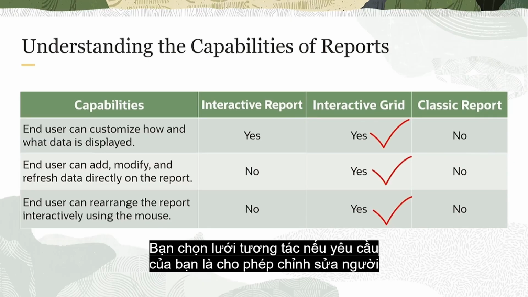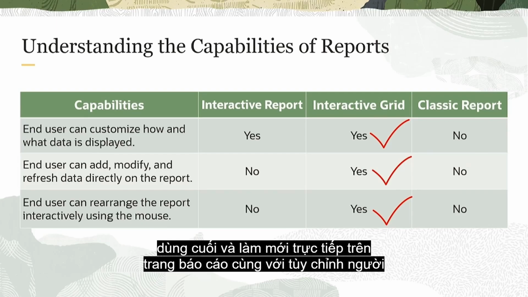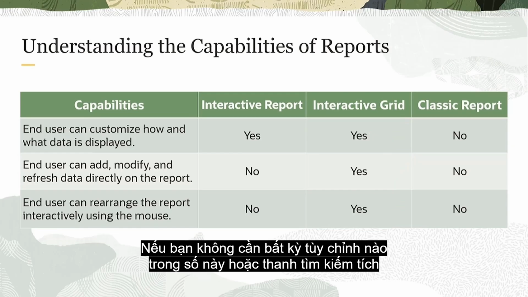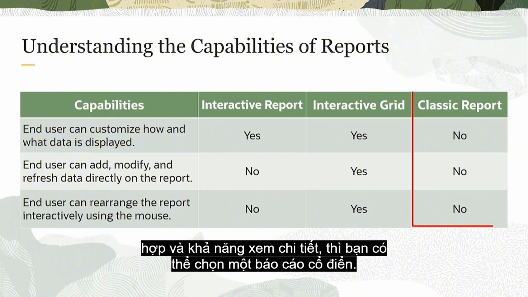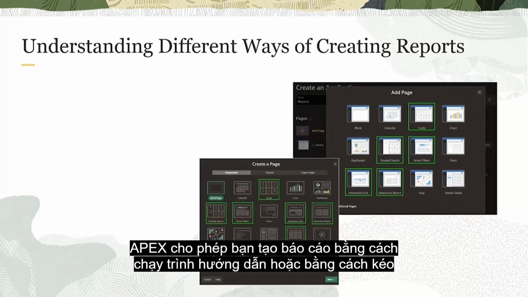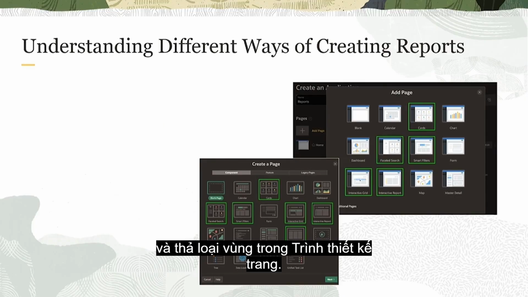You choose an interactive grid if your requirement is to allow end user editing and refreshing directly on the report page along with the end user customization of the report. If you do not need any of these customizations or built-in search bar and drill down capabilities, then you can choose a classic report. Apex allows you to create reports by running a wizard or by dragging and dropping the region type in the page designer.